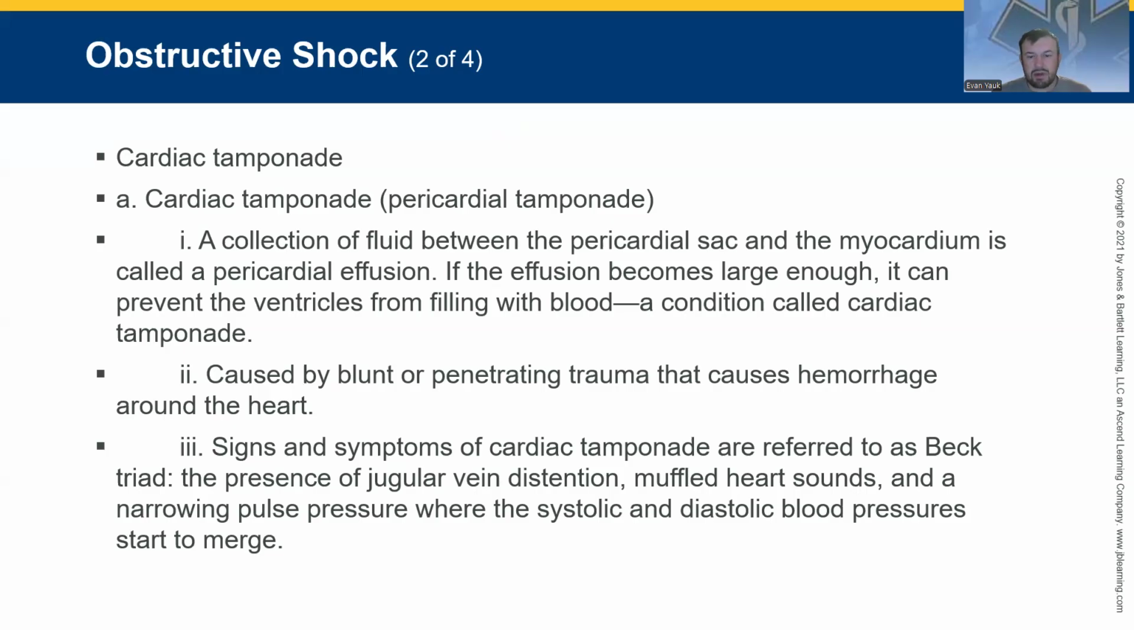Signs and symptoms of cardiac tamponade are referred to as Beck's triad. This will probably be a test or quiz question. The presence of jugular vein distension, muffled heart sounds, and narrowing pulse pressure, where the systolic and diastolic pressure start to merge. We've talked a little bit in class about jugular vein distension. Those jugular veins are going to be popping out. You're going to be able to see them clear as day. Muffled heart sounds: you're going to listen, and instead of that clear thumping, it's going to sound like it's a long ways away. It's just kind of shallow. You're hearing it through that fluid, so it muffles it really badly.